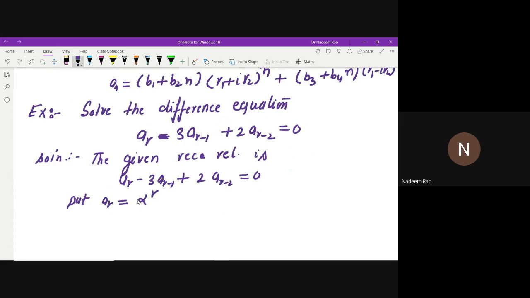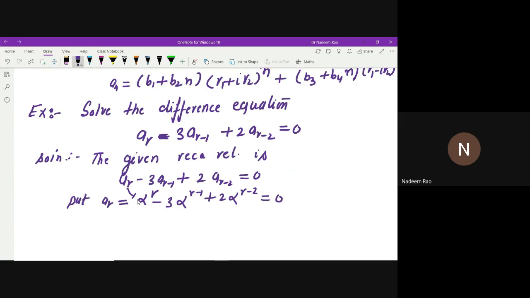As we have worked in the beginning of this lecture, we put alpha to the power r in the given recurrence relation. So alpha to the power r minus 3 alpha to the power r minus 1 plus 2 alpha to the power r minus 2 equals 0. It's just a simple calculation. Then divide it by alpha to the power r minus 2.